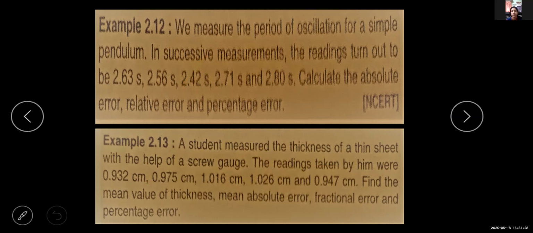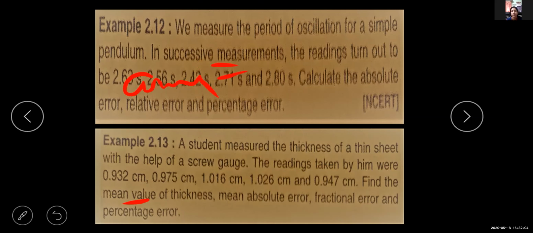You have to find the mean value of thickness. So first, find the number of observations. We have 1, 2, 3, 4, 5. There are 5 observations. Find the observed values. So mean is given by 0.932 plus 0.975 plus 1.016 plus 1.026 plus 0.947 divided by 5.